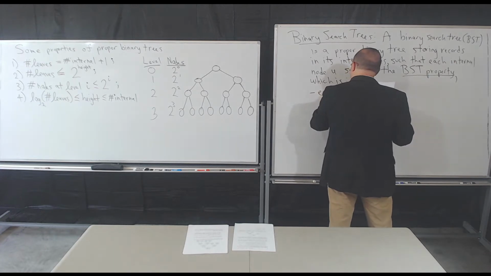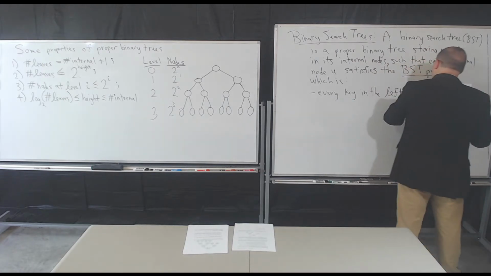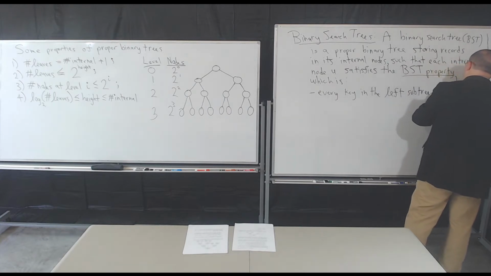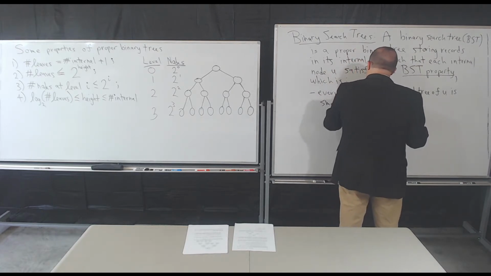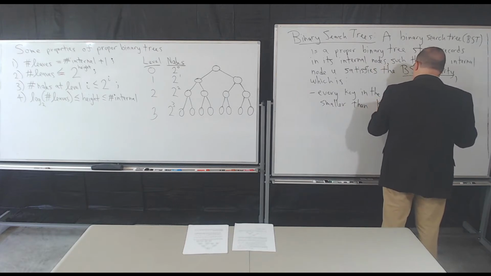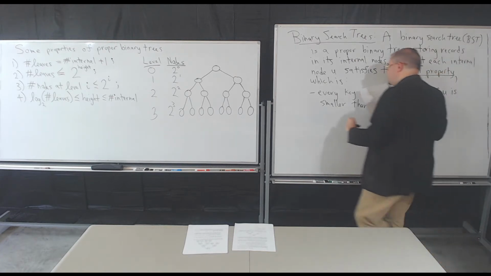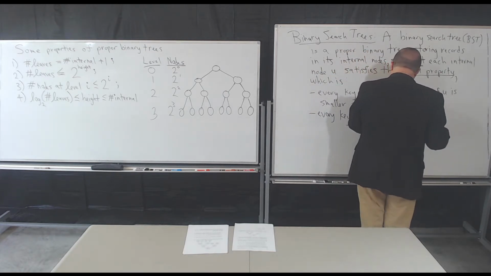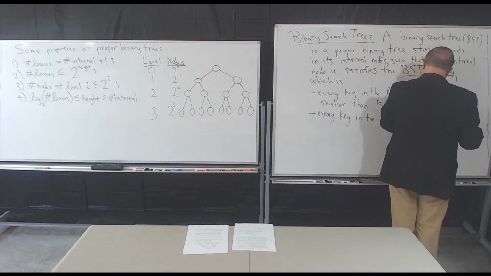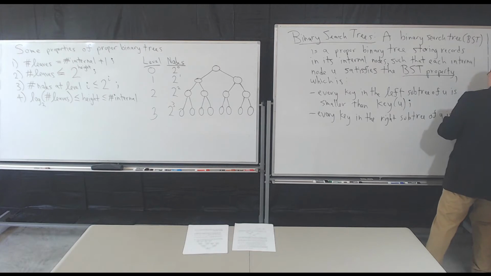That every key in the left subtree of U is smaller than the key of U. And that every key in the right subtree of U is larger than the key of U.